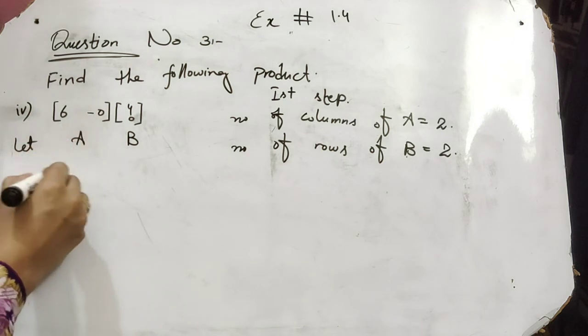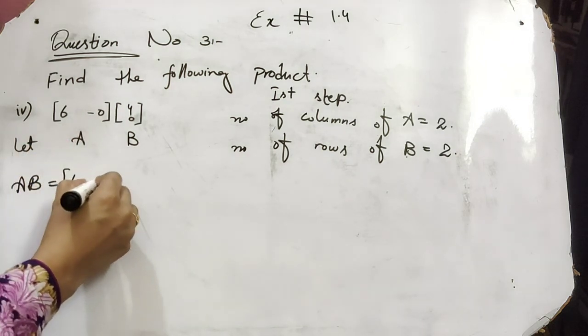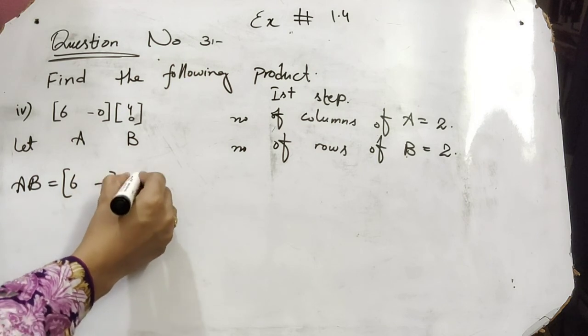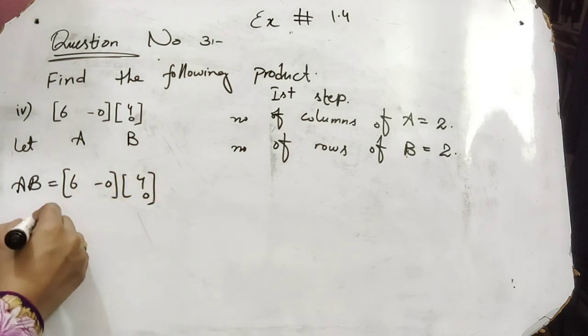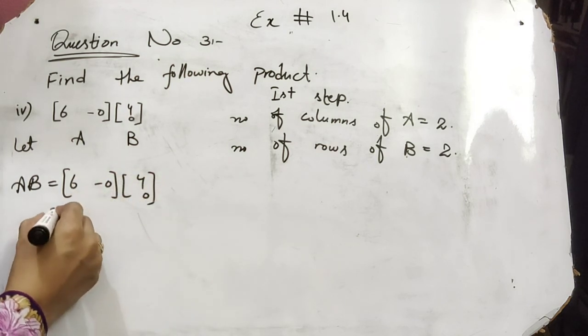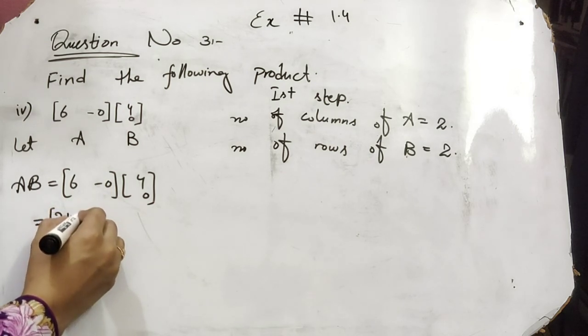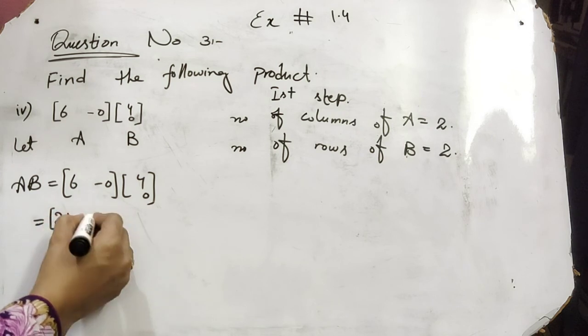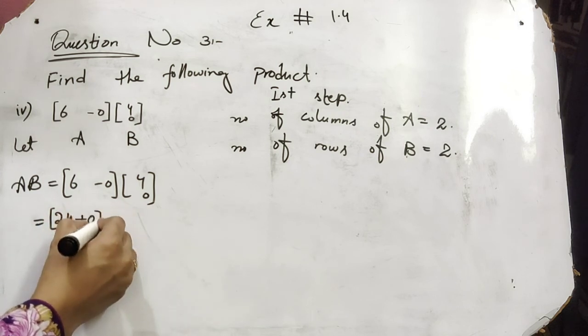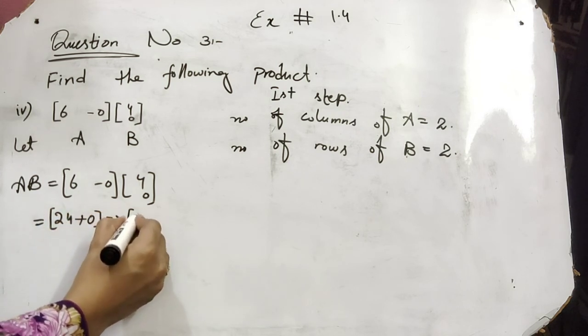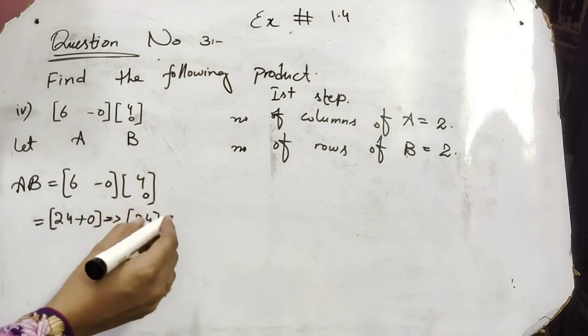We can easily find AB, which is equal to 6 minus 0 and 4 and 0. So it will be equal to 6 4s are 24 plus minus 0 multiplied by 0. So it will be equal to 24.